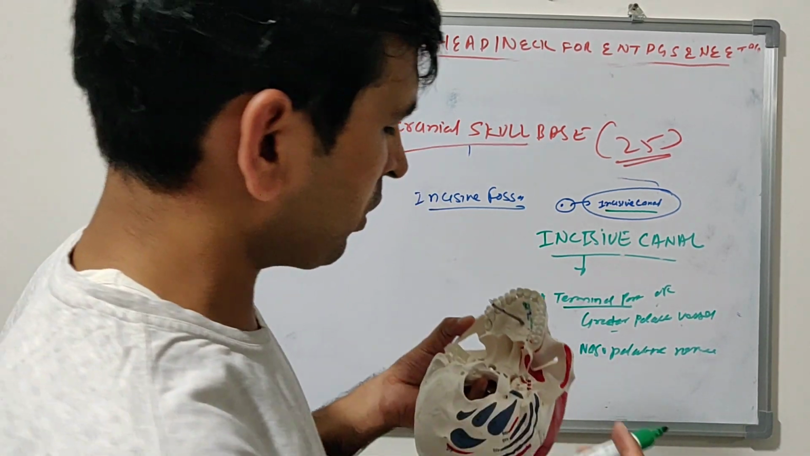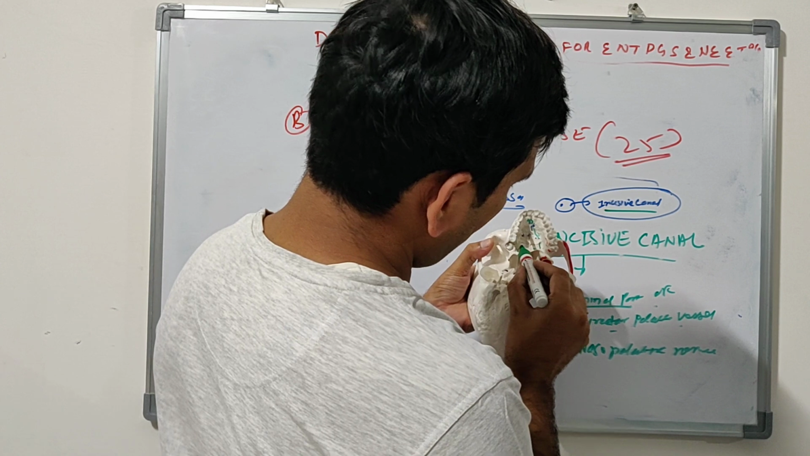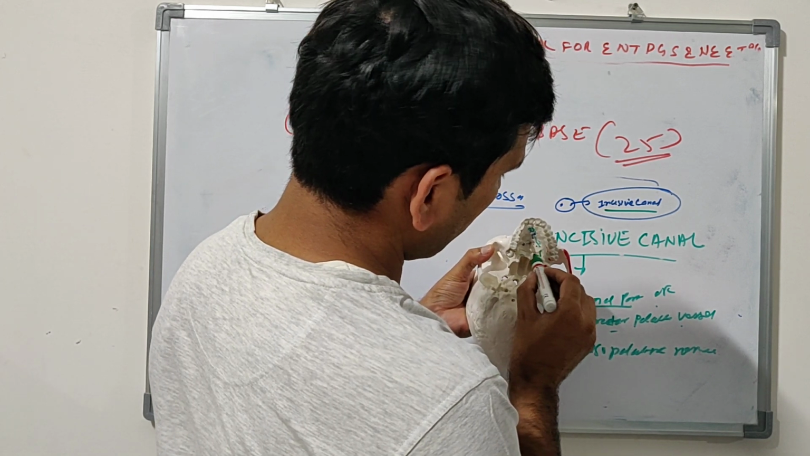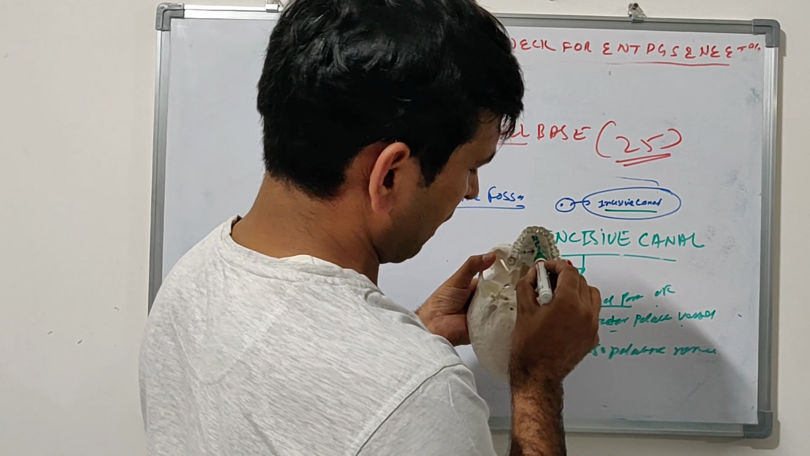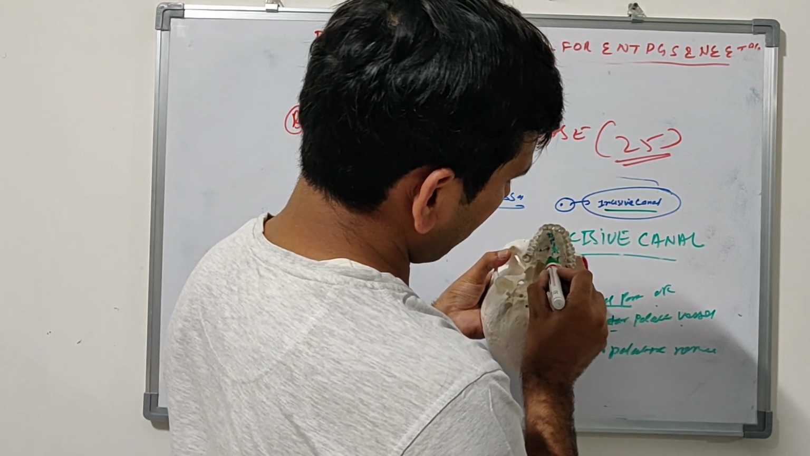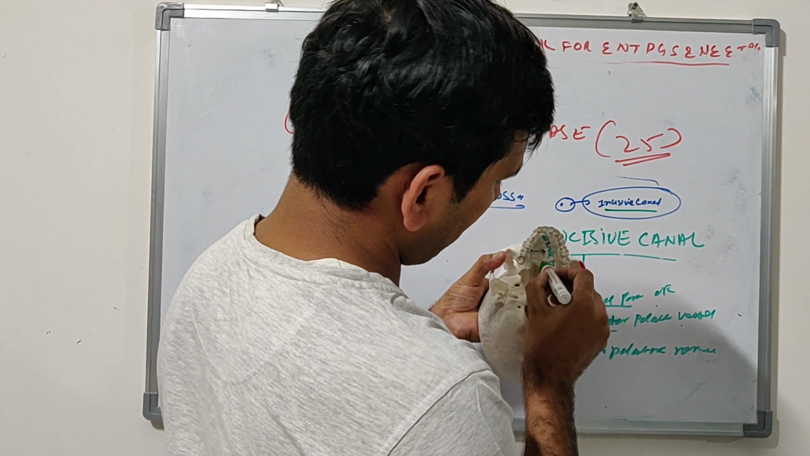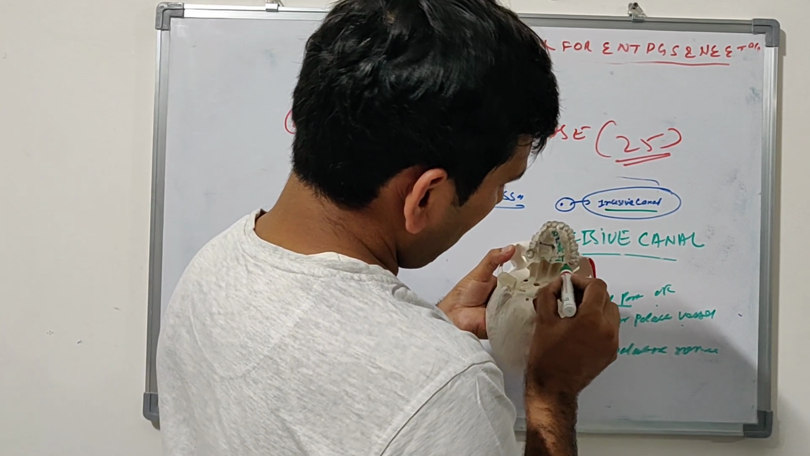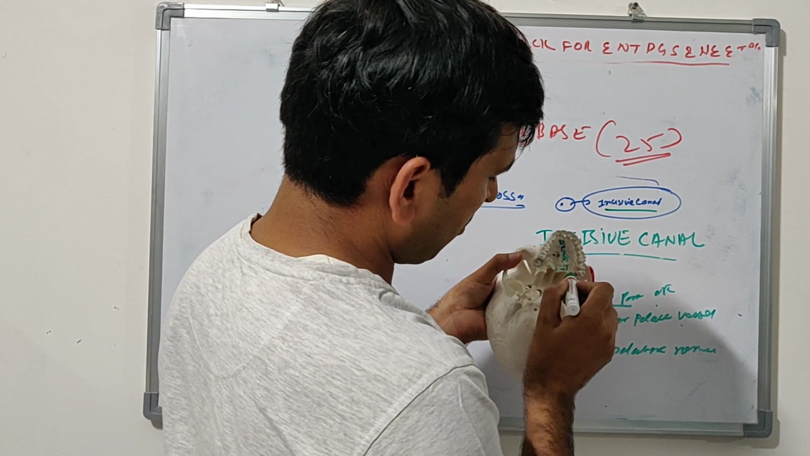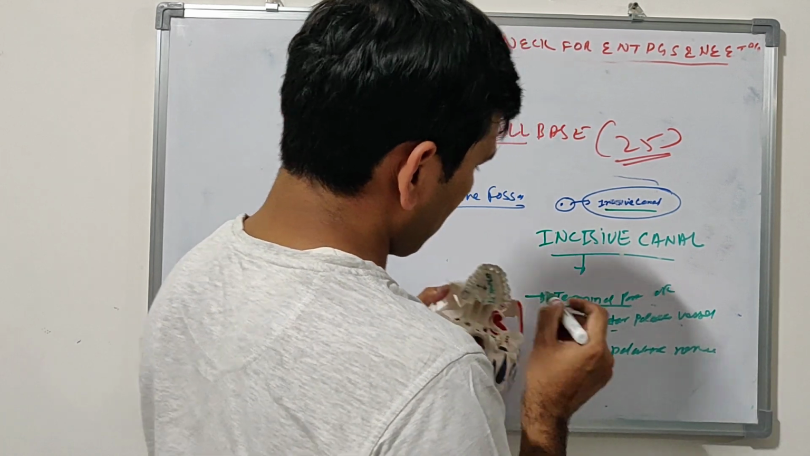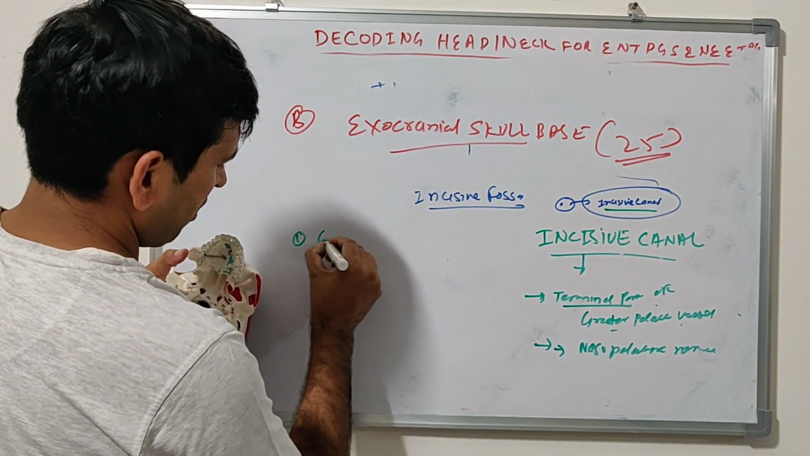This is the incisive fossa. This is the horizontal process of the palatine bone. This is the palatine process of the maxillary bone. In between you see the palatomaxillary suture, the intermaxillary suture, and the interpalatine suture. This bone is called the horizontal part of the palatine bone. Here one foramen on each side is called the greater palatine foramen.